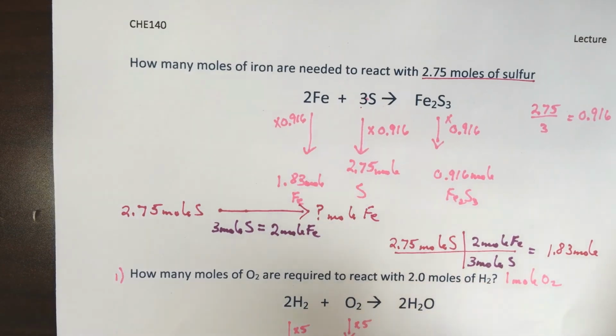This method is a little bit better because you're able to put it in line with the other conversions that you're doing, and it can be a little less confusing. But if you like the recipe method, it also works.